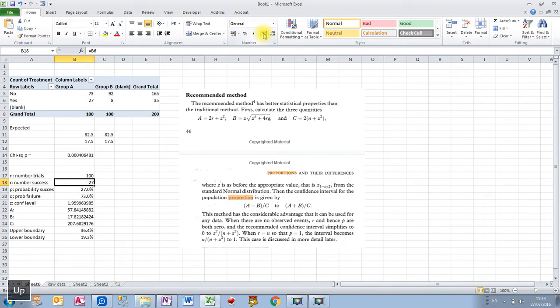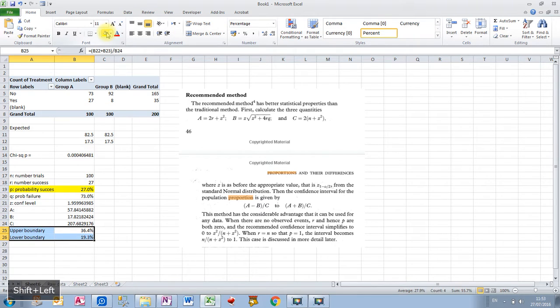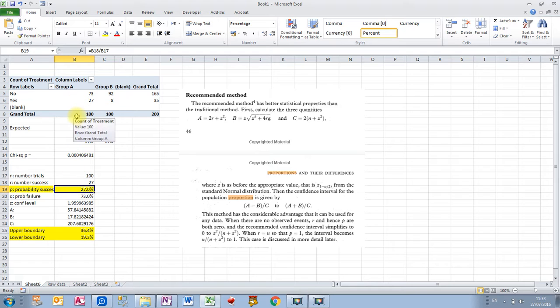Okay, so I'm going to highlight these in yellow so it's easy to see. These are the results of our analysis. This is the confidence interval. So for group A, my observed probability of success was 27%. Okay, that's 27 out of 100. My confidence interval for that is I'm saying that the true population success rate for group A is somewhere between 19% and 36%, and that is my confidence interval. So that's how we do it.